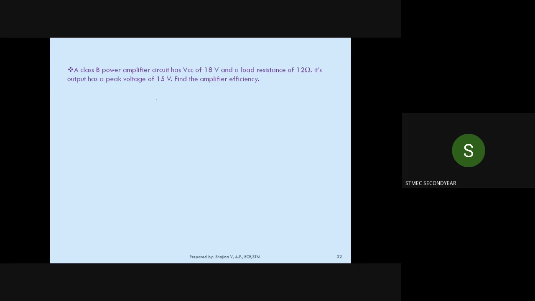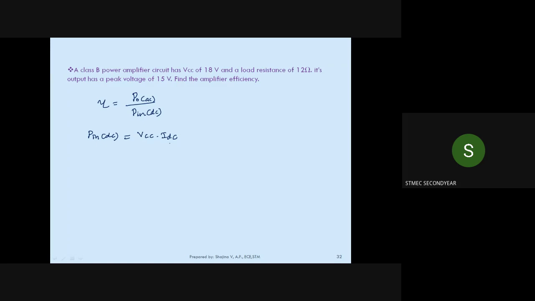See, here first you have to find efficiency, right? So efficiency is equal to what? P out AC divided by P in DC. Okay. So this is the equation for efficiency. So you have to find out P in DC and P out AC. What are the equations for P in DC and P out AC? First we can find P in DC, that is DC input power. DC input power is actually given by VCC into IDC, right? VCC into IDC. So you know VCC equal to 18 volt here.